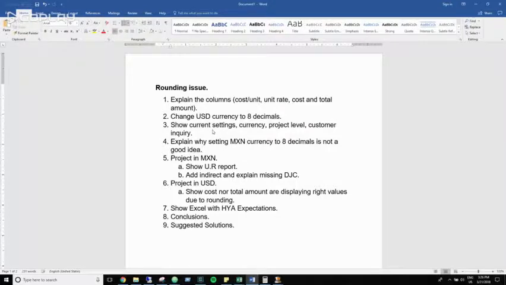One solution RIV was proposing is to set 8 decimals so the difference between the cost and the total amount will shrink, and it does, but not in the way we need it. So I'm gonna explain that in this step. Then I will move to a project. I'm gonna be using the same project both in MXN and USD to explain the difference.